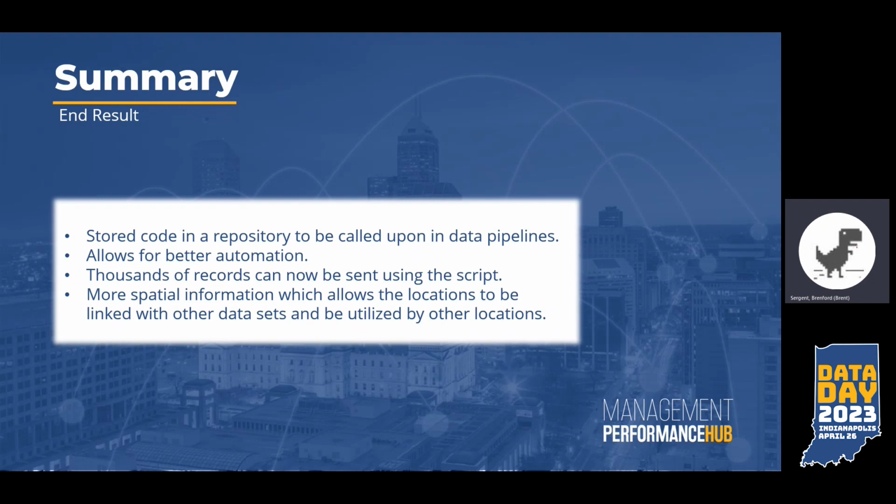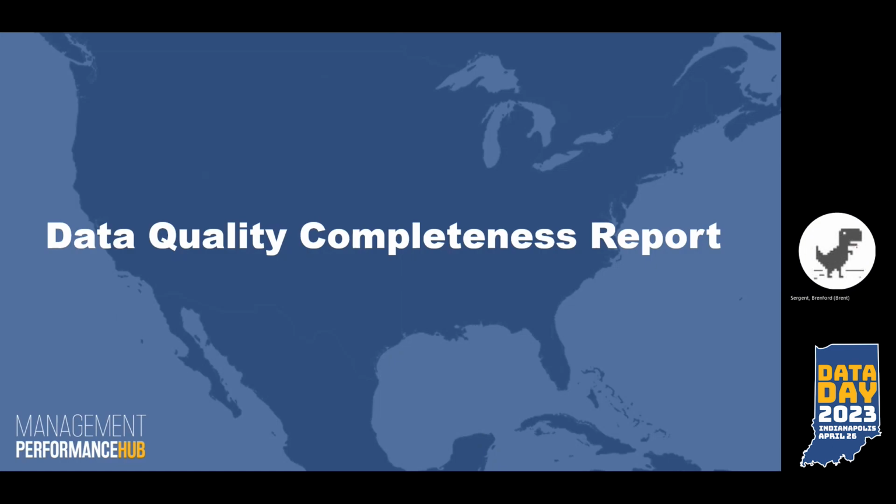This allowed us to obtain valuable spatial information, which allowed our data to be linked back to other data sets and be used in other mapping applications, effectively putting that pin back on the map. Now we're going to go over the data quality completeness report.